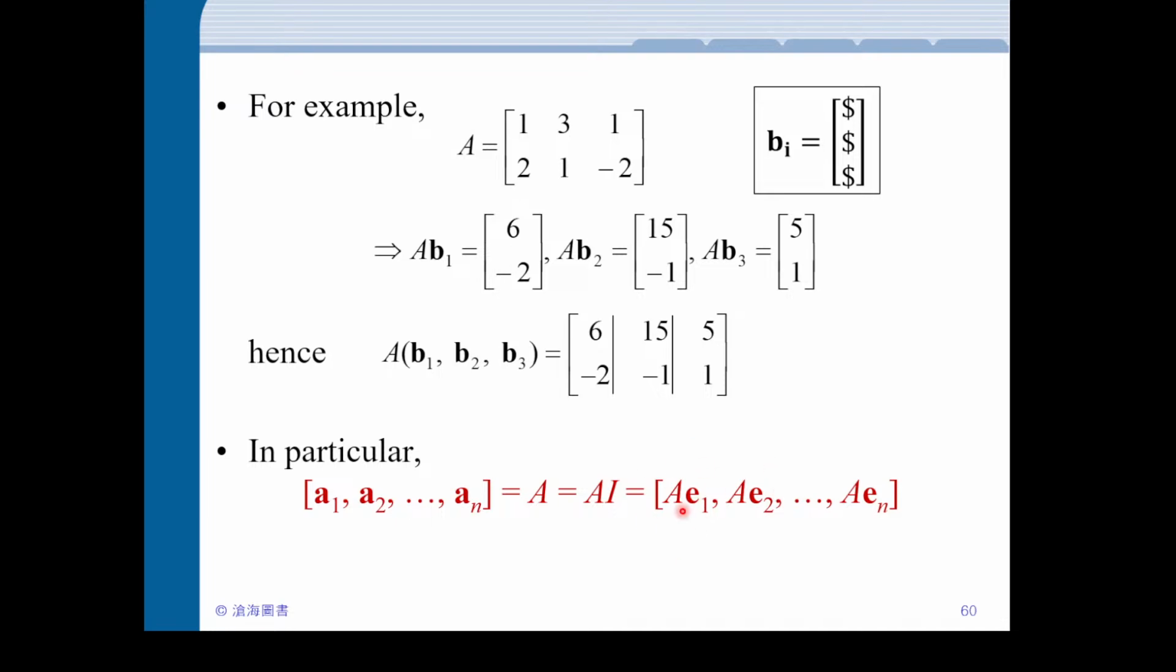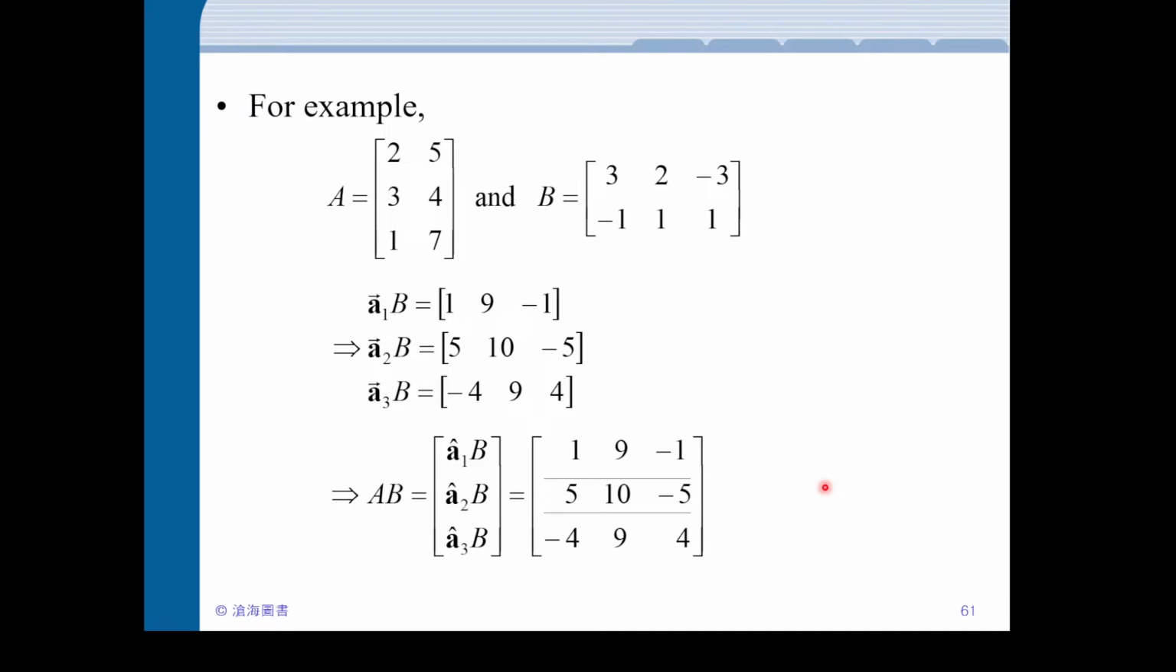This E1 to En. Okay, and then for example, there are more examples. So we have A and B here.